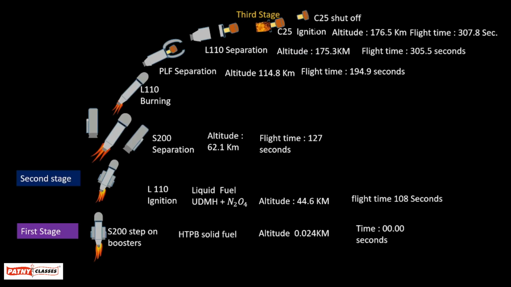After this stage, C25 is shut off and the satellite gets separated. So these are the different stages of launching and these are the sequence of stages, and at the end the satellite separation. Further, the satellite starts moving in the elliptical orbit around the Earth.